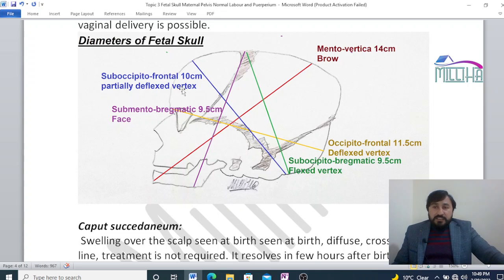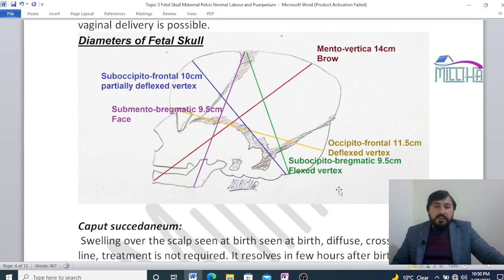Okay, so here is another figure. You should take a screenshot. Diameters of the fetal skull: this is mento-vertical, the largest diameter, from the chin to here. Mento-vertical is 14 centimeter. It's called brow presentation. Then suboccipitofrontal is 10 centimeter. Submentobregmatic: this is mento, this is submento. Submento is here, and mento is here on the chin. Submentobregmatic is 9.5 centimeter.